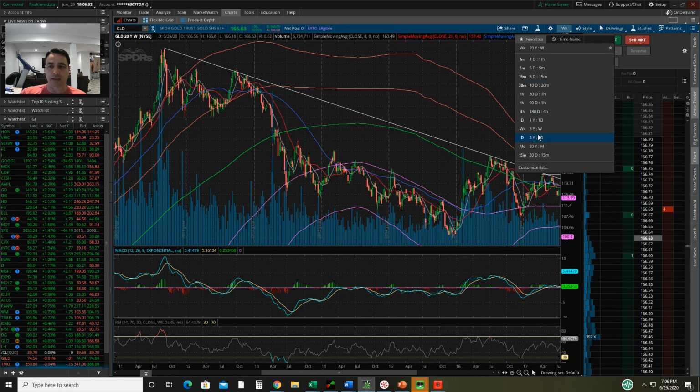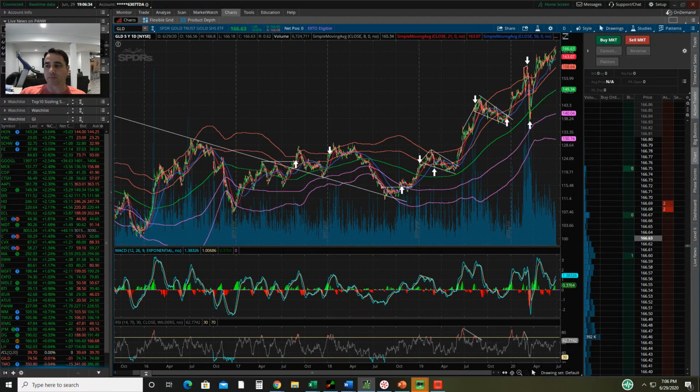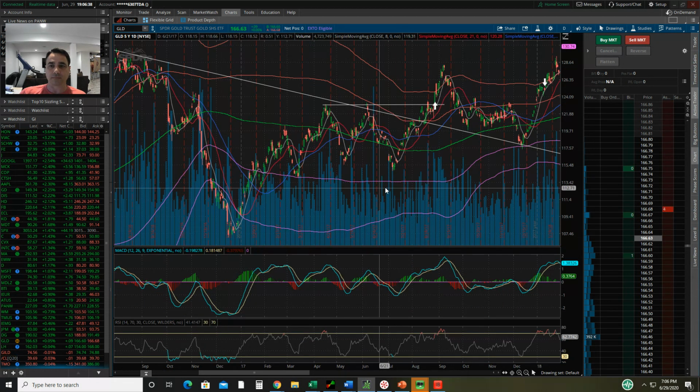If I go to a daily chart here and zoom in, here's where it finally broke. This is that downtrend line. We got a break here. Now we didn't rush in right on this break because we had some short-term resistance levels. I drew a little resistance level here, so we wanted to wait for that break as well. So we got the break of the downtrend, and then here we got the break of the short-term resistance level.